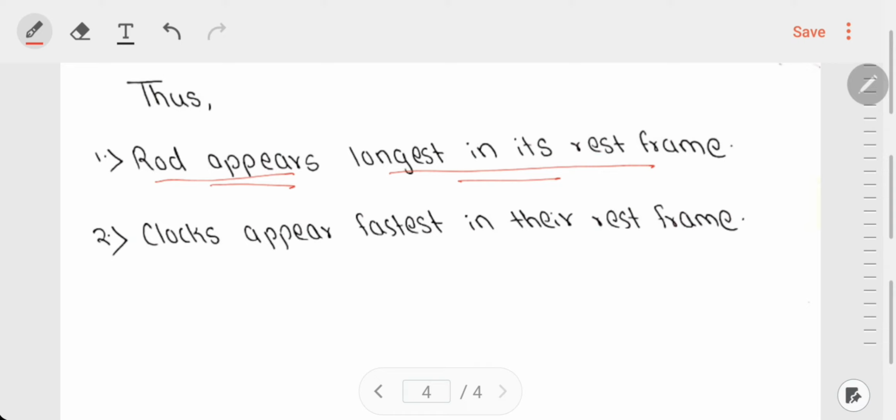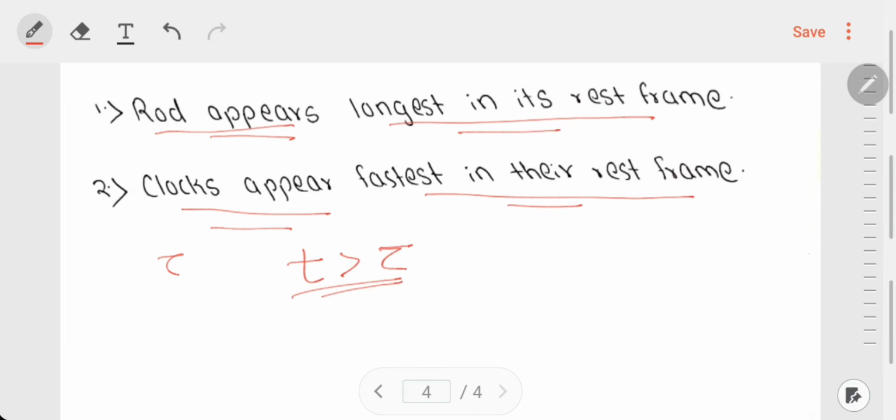For time dilation, we can say that clocks appear fastest in their rest frame, which means that if I am in the rest frame of the clock, it will have some time period, say tau, and if the clock is moving relative to me, then that clock will appear to be slowed down, which means that it will have some time period t which is greater than tau. Okay, so this was all about length contraction and a little bit of summarizing about length contraction and time dilation.